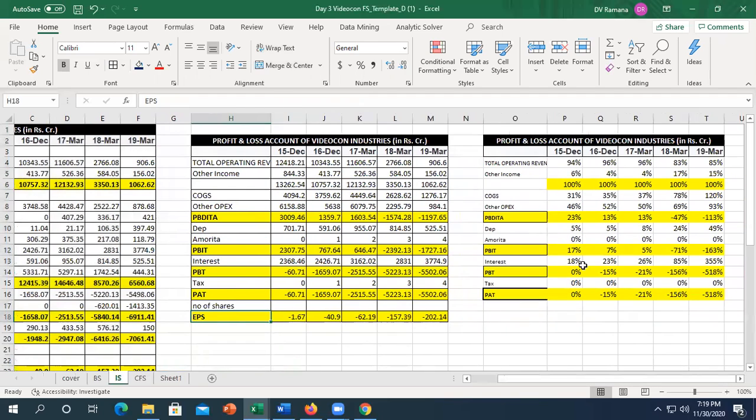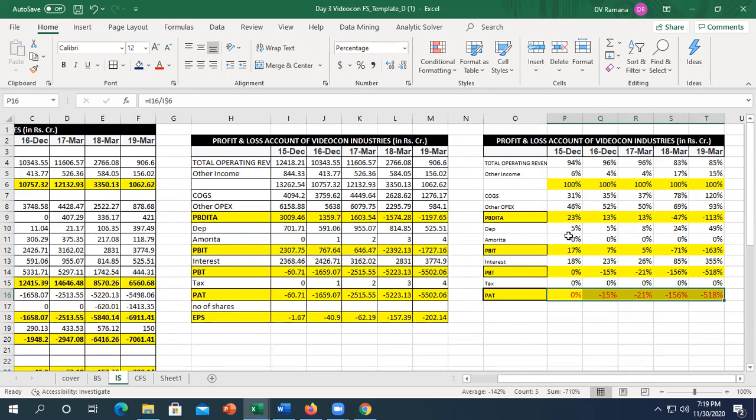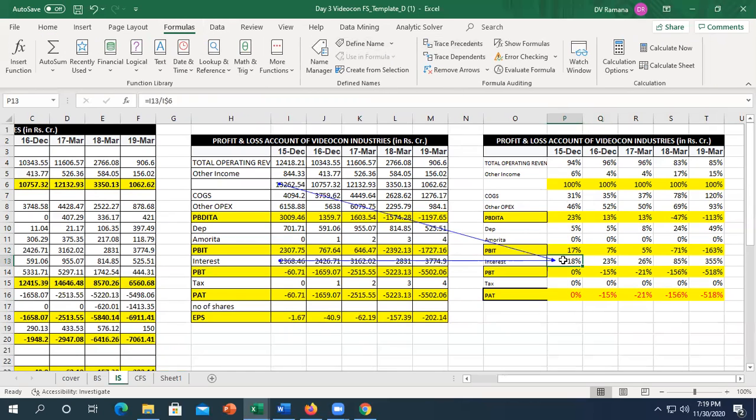Unlike the balance sheet, in a common size PL account or common size income statement, every item is converted as a percentage of total income. So operating revenue of Videocon accounts for 94% of the total revenue. But why is there a loss? You can see that the loss of the company has been rising continuously, and the loss is due to the fall in the revenue. Because the revenue has been coming down, interest, which accounted for 18% of the revenue in the year 2015, has actually become 300% in 2019.